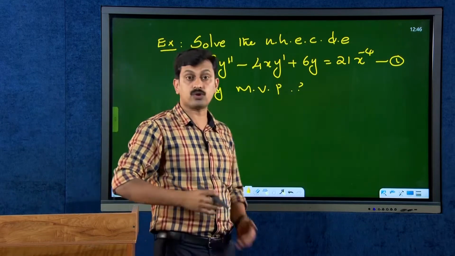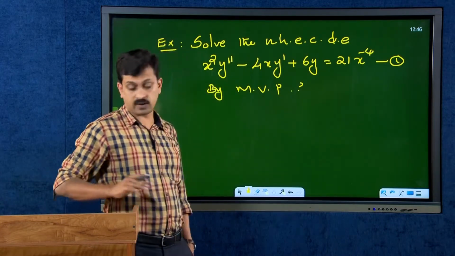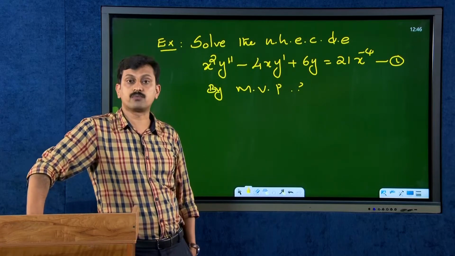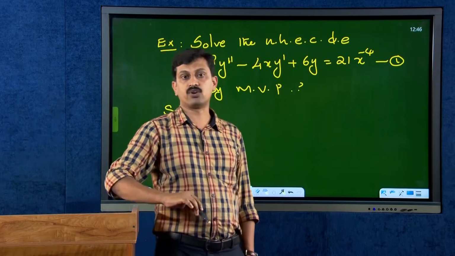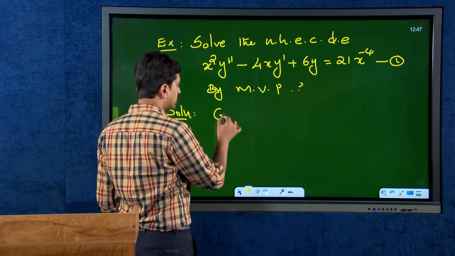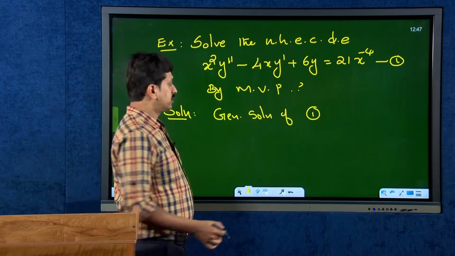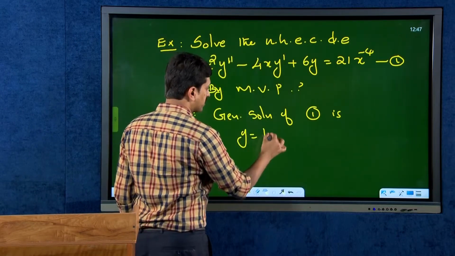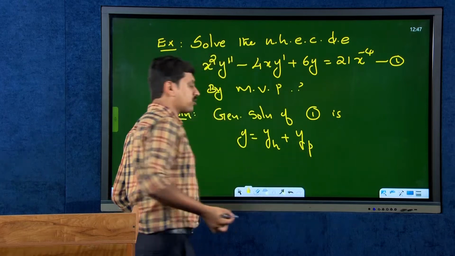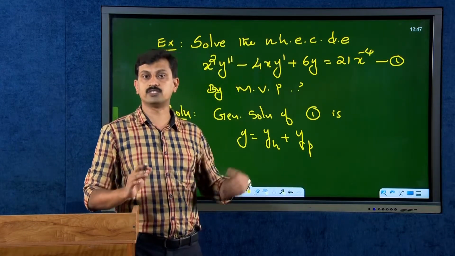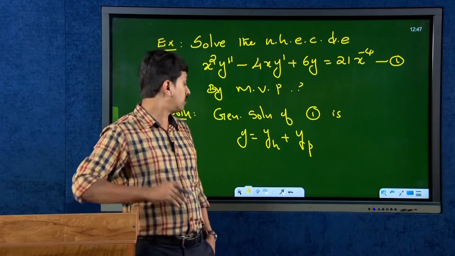So, my dear students, we have to solve this non-homogeneous Euler-Cauchy differential equation, x square y double dash minus 4xy dash plus 6y is equal to 21x raised to minus 4. While solving, firstly we will write the corresponding homogeneous equation. The general solution of equation number 1 is y is equal to yh plus yp. We already discussed what yh is: yh is the complementary function, that is the solution of the homogeneous equation, and yp is the particular solution. We already demonstrated the formula to find yp.